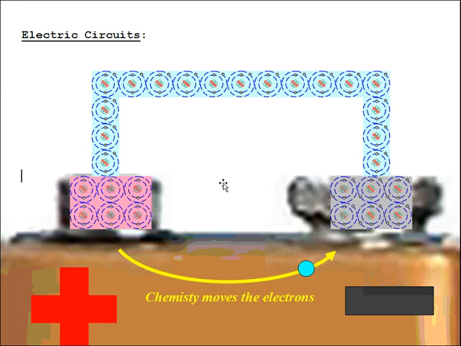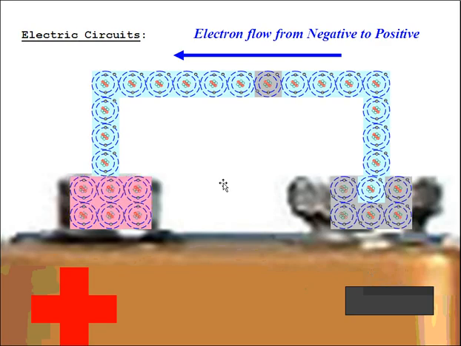Now, it doesn't do it one at a time. To be fair, there's kind of this multitude of hops that are happening continuously, kind of like pushing marbles through a pipe. But it's essentially the electrons that are hopping along from the negative terminal to the positive. So this is how the electricity actually flows. You're actually moving charge, but it's negative charge from the negative terminal to the positive.